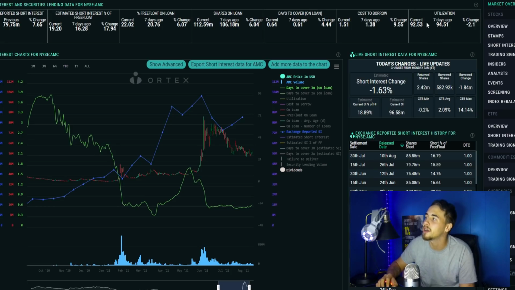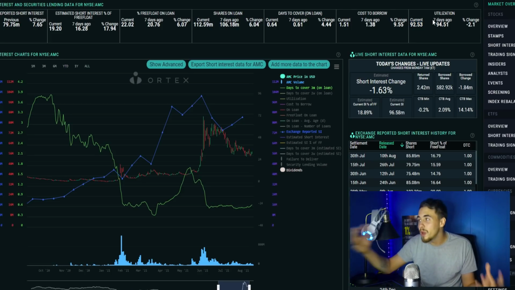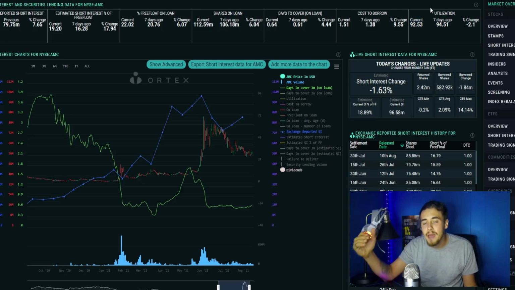I don't want the share utilization to go up. But contrary to popular belief, when the share utilization comes down, that means there are more available shares to be sold short. And that is what you guys want to see. You want to see the share utilization coming down, so more shares available to be sold short.